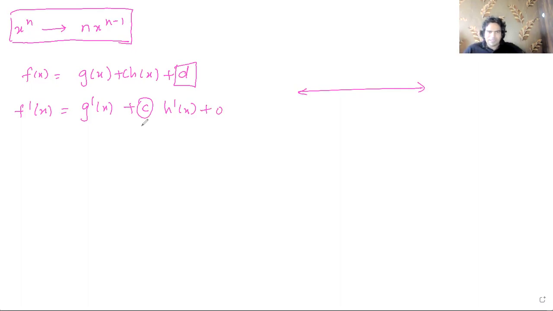Now, it might not be very clear here, but let's take an example of what I mean to say. So let's say my function is x squared plus 4x cubed plus 3. Now this is the function I want to find the derivative for.